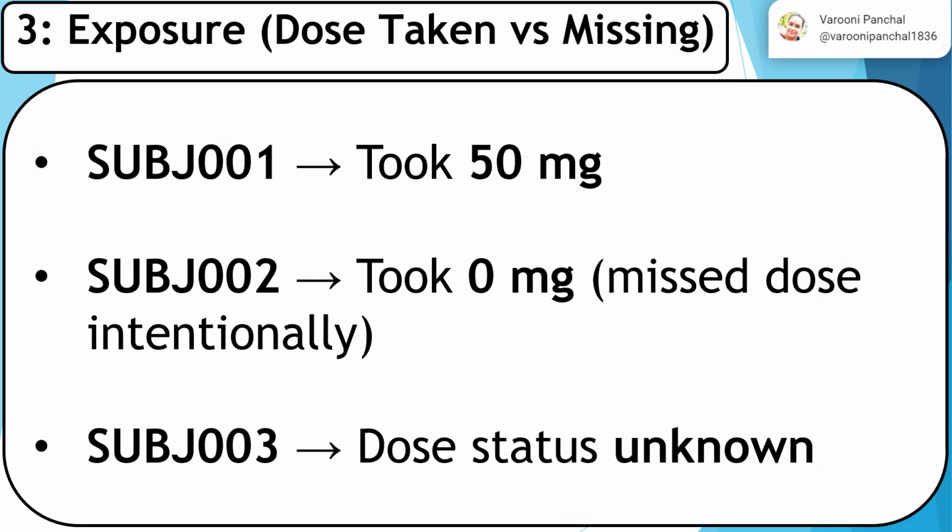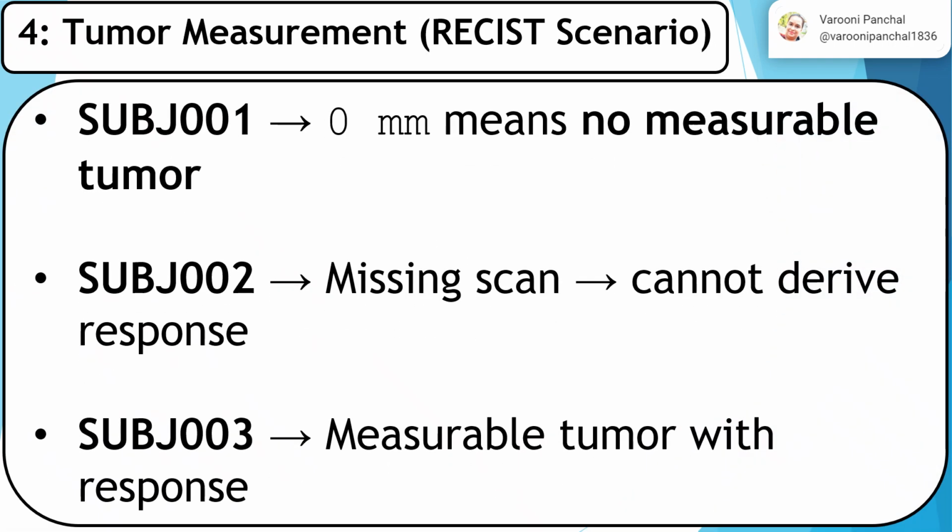Exposure, dose taken versus missing. The first subject took 50 mg. The second subject took 0 mg, that is a dose missed intentionally, and subject 3's dose status is unknown. Tumor measurement RECIST scenario. The first subject has 0 mm, which means no measurable tumor. Subject 2 is missing a scan, which means response cannot be derived. The third subject has a measurable tumor with response.